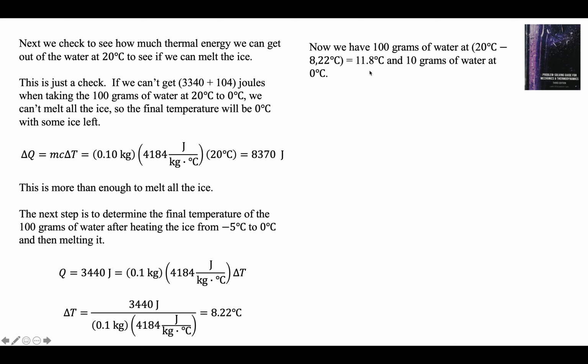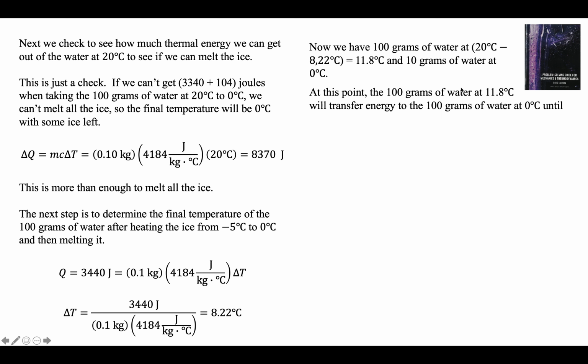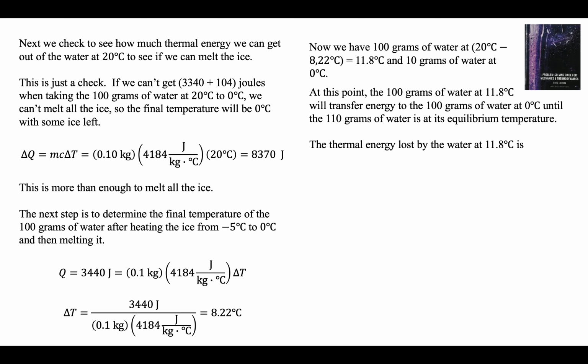We didn't change the temperature yet. So now we have to calculate the final equilibrium temperature of 100 grams of water at 11.8 and 10 grams of water at 0. Okay, so the energy is going to be transferred from the hotter water to the colder water until an equilibrium is reached, and we can calculate it. The thermal energy lost by the water at 11.8 is this.